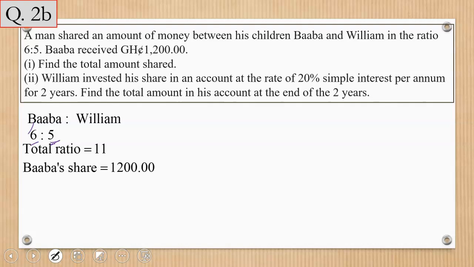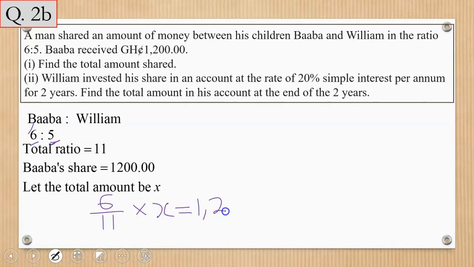And so if you look at this very question, you can see that the total amount they are sharing is not given, but we can represent that by the letter x. So if we want to find Baba's share, we can say Baba's ratio is 6 divided by 11. That is the fraction of Baba's share. And we multiply that by the total amount they are sharing, which is x, I don't know. But when that is done, the result will give us 1,200. So if we do simple algebra, we can write 6x over 11 equals 1,200.